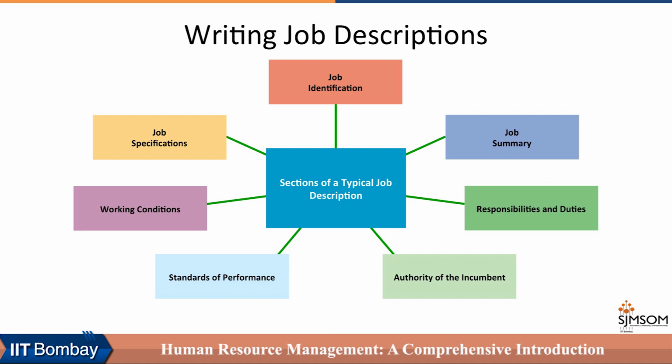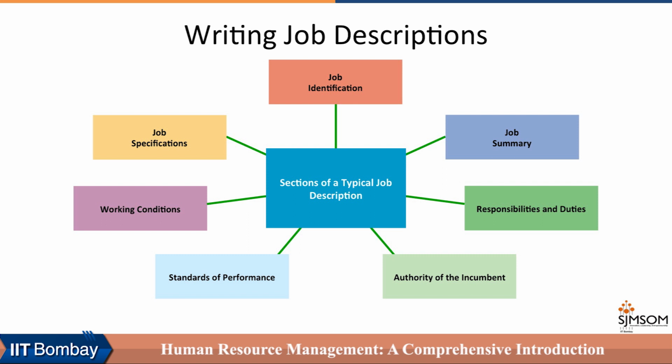Then it also tells about the relationship. In this job, the incumbent will be reporting to so and so or work with so and so, that has to be mentioned. Responsibilities and duties in a nutshell are given in the job description. That includes major responsibilities, decision making authority, direct supervision, budgetary limitations, etc., and standard of the performance and working condition. If there is any particular condition under which the person has to perform, that also has to be mentioned in the job description.